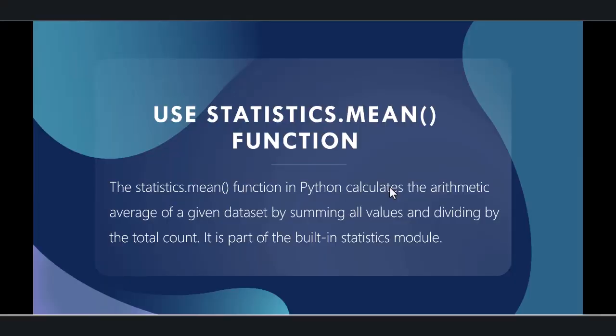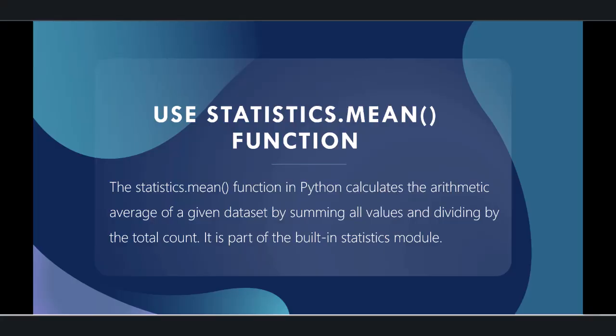Now we'll go for the second method, that is using the statistics mean function. The statistics mean function in Python calculates the arithmetic average of a given data set by summing all values and dividing by the total count. It is a part of the built-in statistics module.